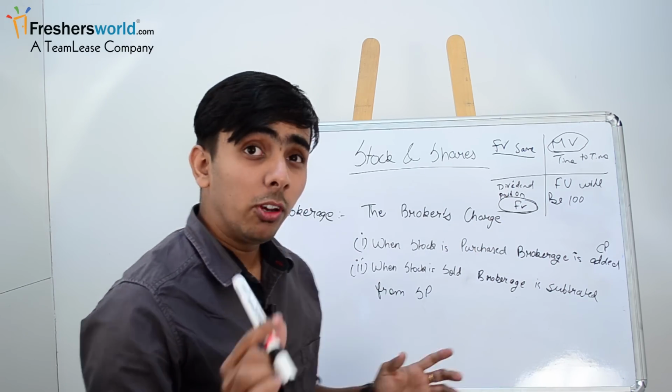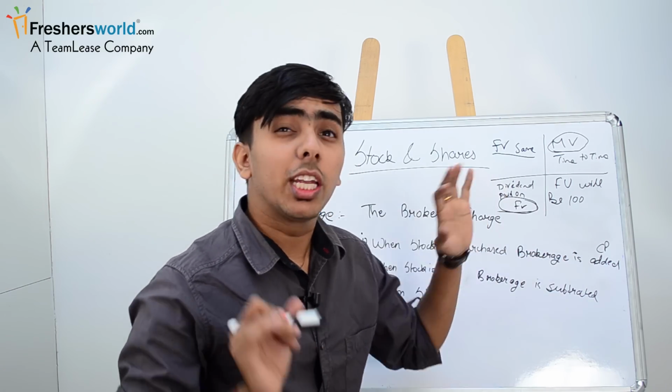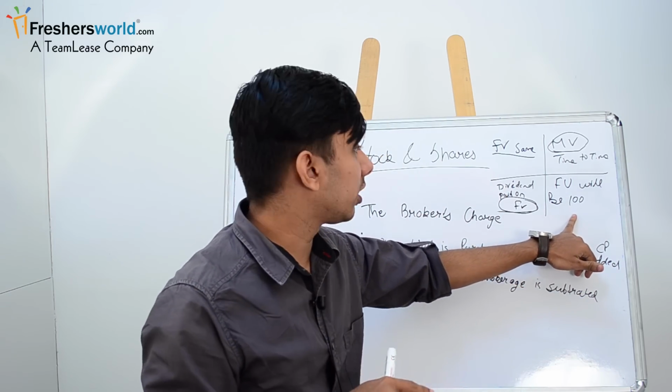Fourth is, if in your question the face value is not given to you, it will always be 100. You have to suppose it to be 100 only.